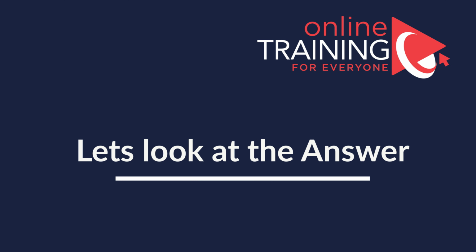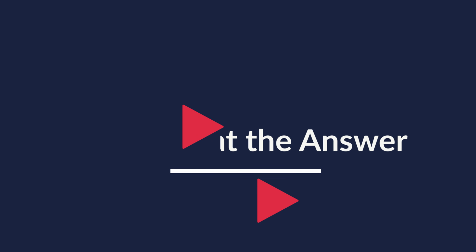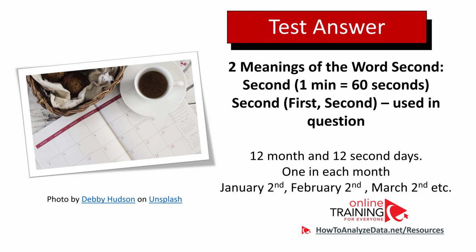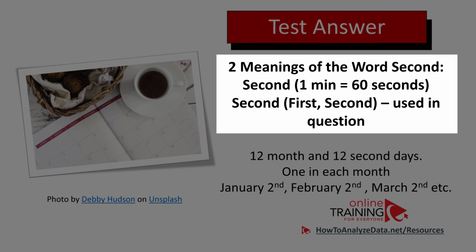Now let's continue and get to the correct solution together. Obviously, this is a tricky question, and it challenges your understanding of the word second. There are 2 meanings of the word second. One is second, for example, 1 minute has 60 seconds. But the other is second, as in the sequence of first and second. And the second meaning is used in this particular question.